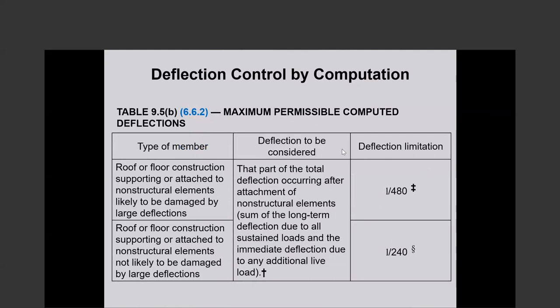Okay. Now, what deflection do the limits apply to? That part of the total deflection occurring after attachment of non-structural elements, which means some of the long-term deflection due to all sustained loads. So long-term deflection due to all sustained loads, and the immediate deflection due to any additional live load. Okay, so please try to understand this.